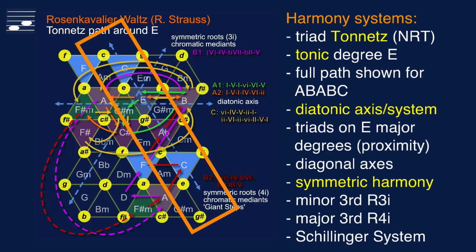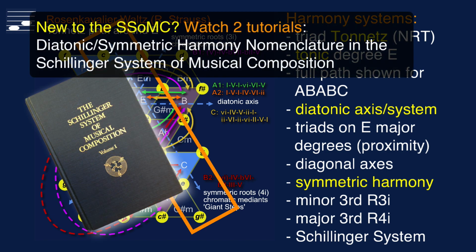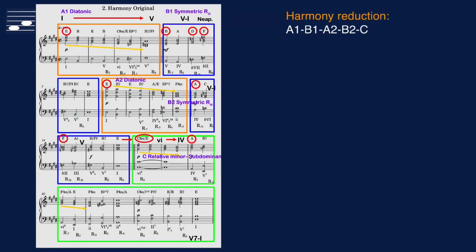The other diagonal axis represents the major third, or 4 semitone intervals between triads. One may write chord progressions in such a symmetric harmony system, which is a concept from the Schillinger system of musical composition, and you'll see how Richard Strauss operates in this domain. For this demonstration, I use a harmony reduction shown here for the complete Rosenkavalier waltz section.